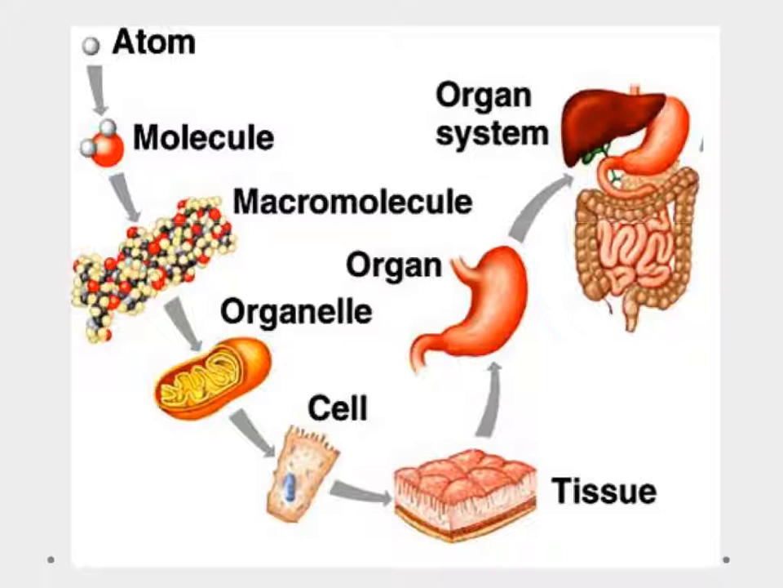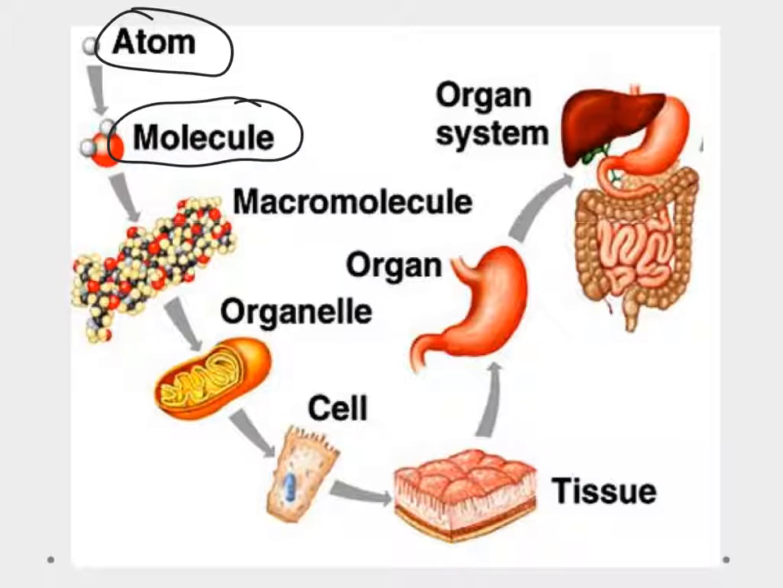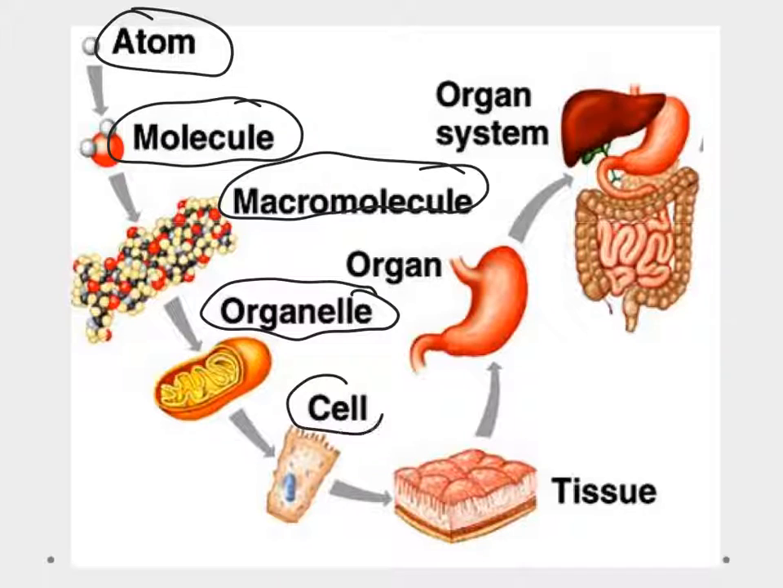Okay, so this picture here shows us a little bit of organization and how we can put things together. We started off and talked a little bit about atoms, and we said that two or more atoms can come together and form a molecule. Now, these molecules can come together to form a larger molecule, which we call a macromolecule, and we'll see in this unit how those macromolecules can form organelles, which ultimately will form a cell.